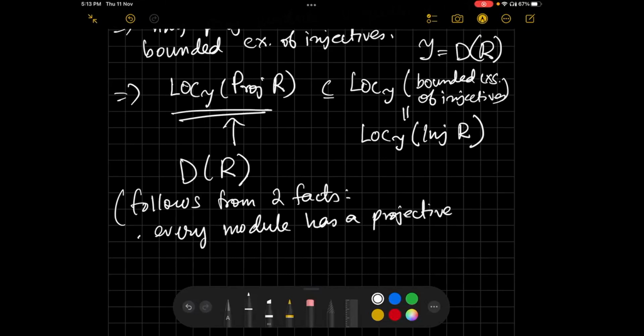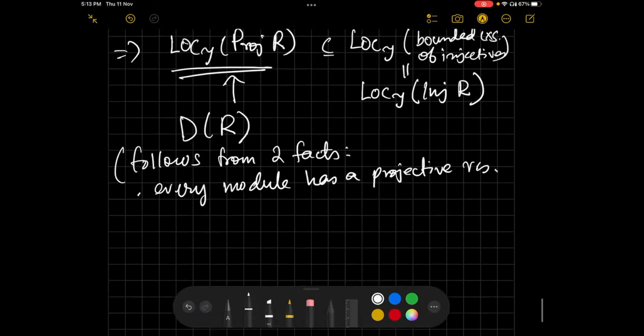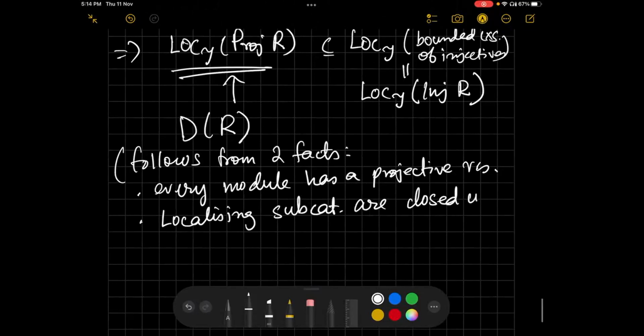And for most of you in the chat, this is probably quite straightforward, and understandably so. Every module has a projective resolution. Number two, localizing subcategories are closed under homotopic limits. Or I can just say, maybe, direct limit of chain complexes. And this also follows from taking homotopic limits of good truncations of complexes.